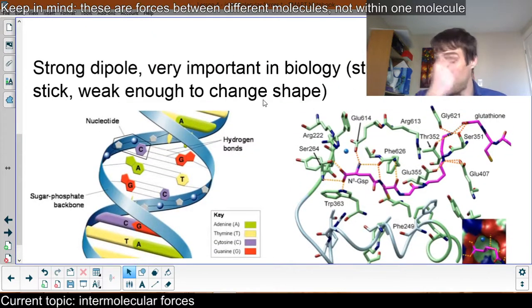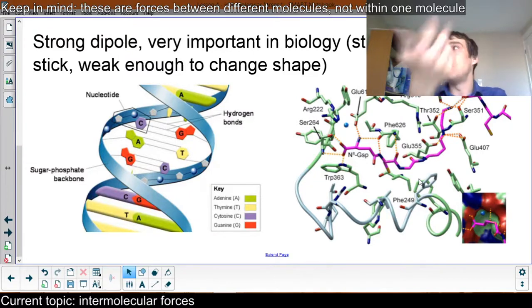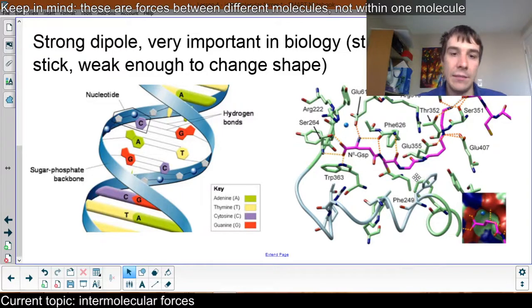It's all created with hydrogen bonds, but it's weak enough that it's easy to open up and unzip and change shape. So DNA has to open up in order to get copied. Proteins have to fold and change shape in order to chomp stuff or move, like your muscle proteins or any of that kind of thing.